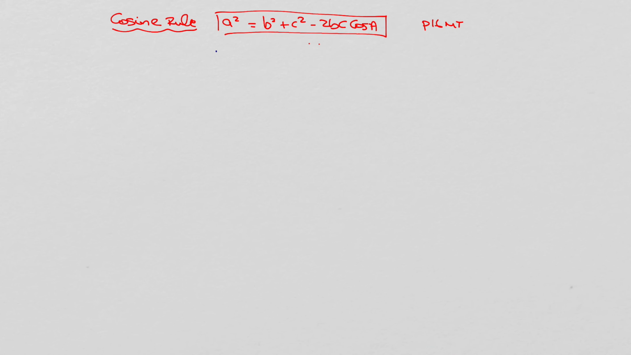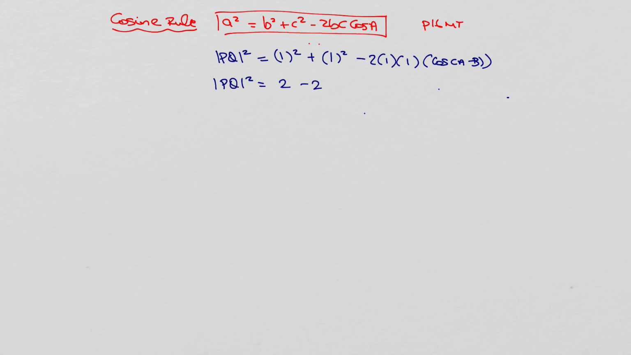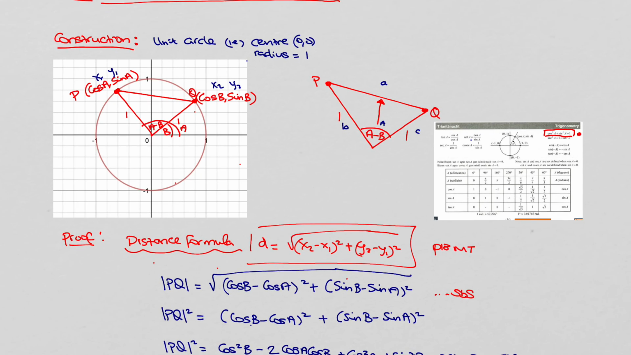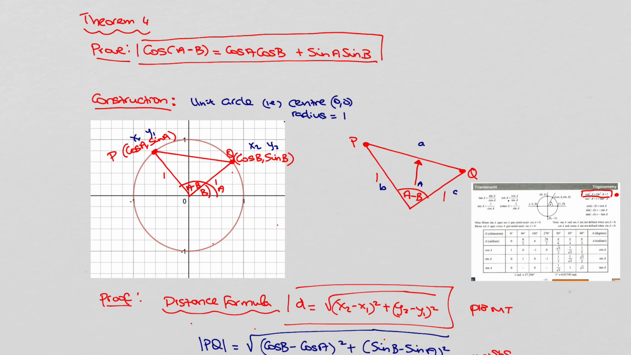So therefore, this formula here is going to become PQ squared is equal to 1 squared plus 1 squared minus 2 times 1 times 1 times cos of A minus B. So therefore, PQ squared is 1 plus 1, which is 2, minus 2 cos of A minus B. And now this is getting really exciting because that's almost the left-hand side of what I'm trying to prove. If we go back, zoom out here, you can see I'm trying to get cos of A minus B is equal to cos A cos B plus sin A sin B.